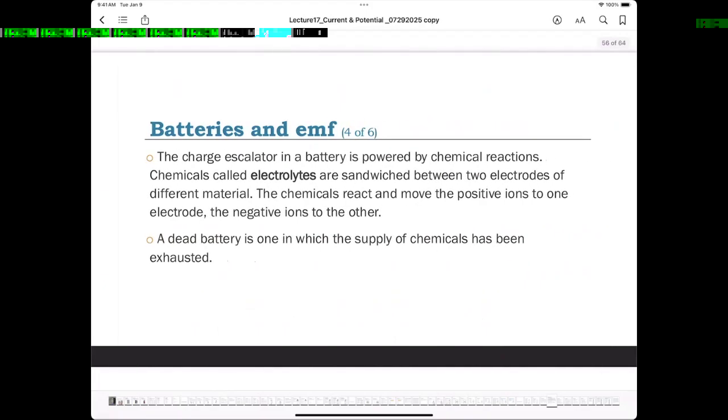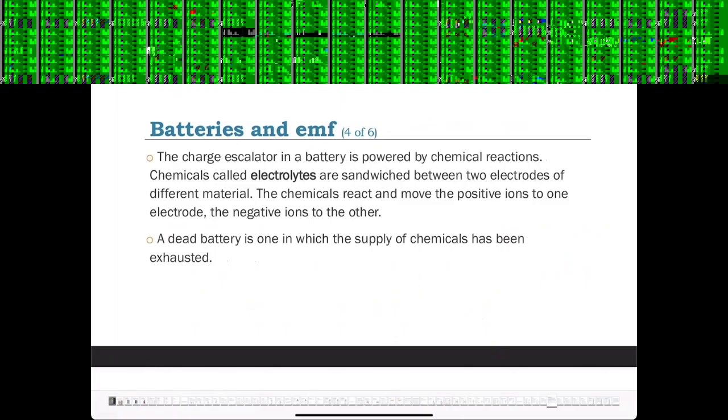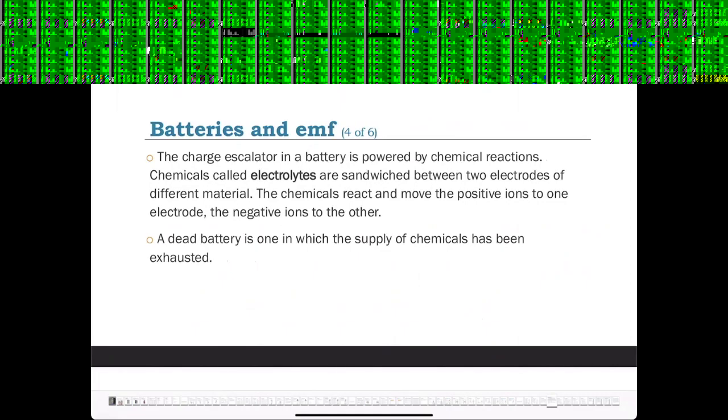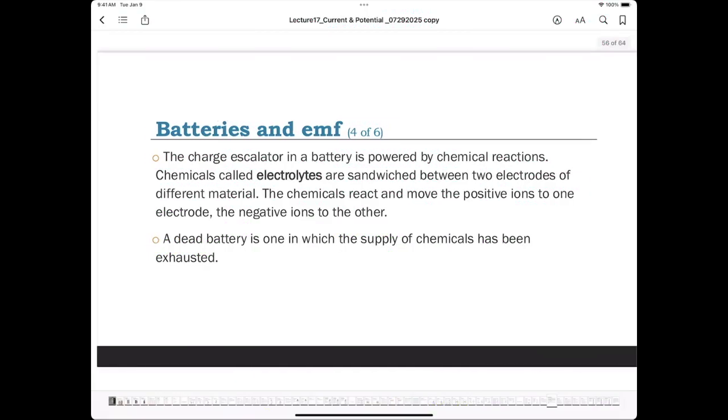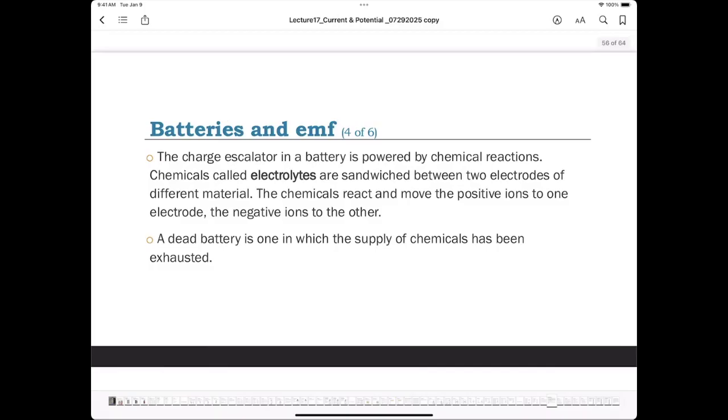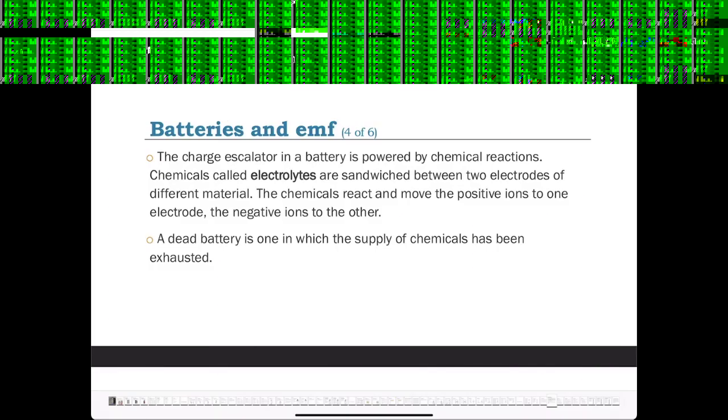And the charge escalator in a battery is powered by chemical reactions. Chemicals called electrolytes are sandwiched between two electrodes of different material. The chemicals react and move the positive ions to one electrode, the negative ions to the other. This process may be similar to a parallel plate capacitor.